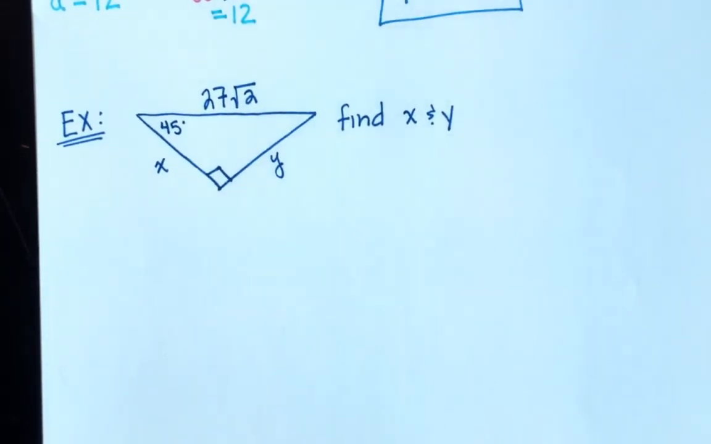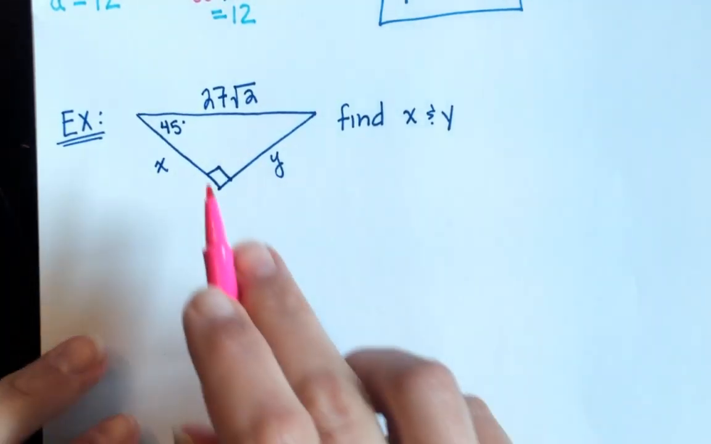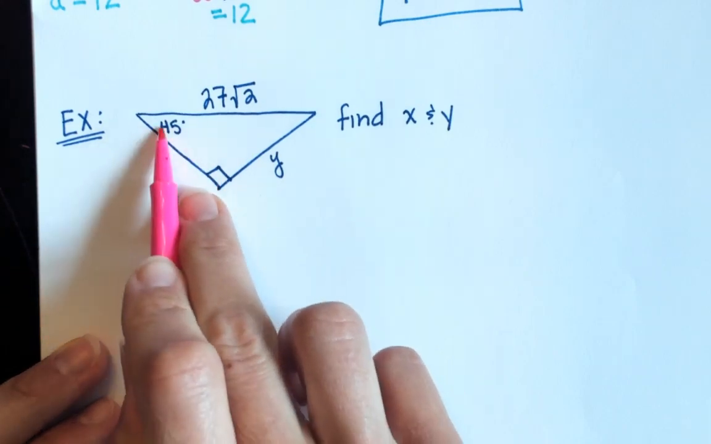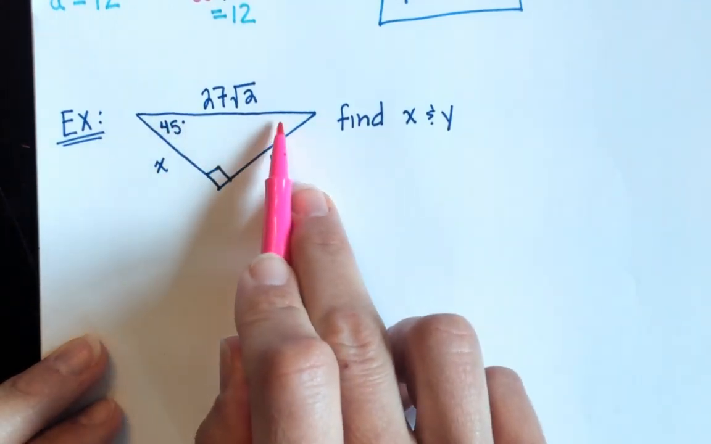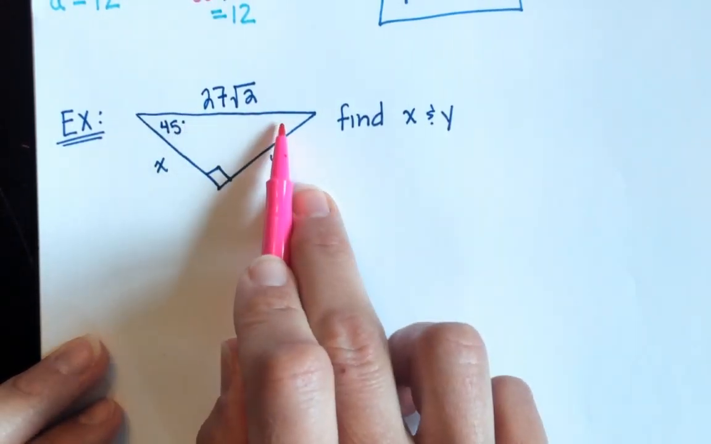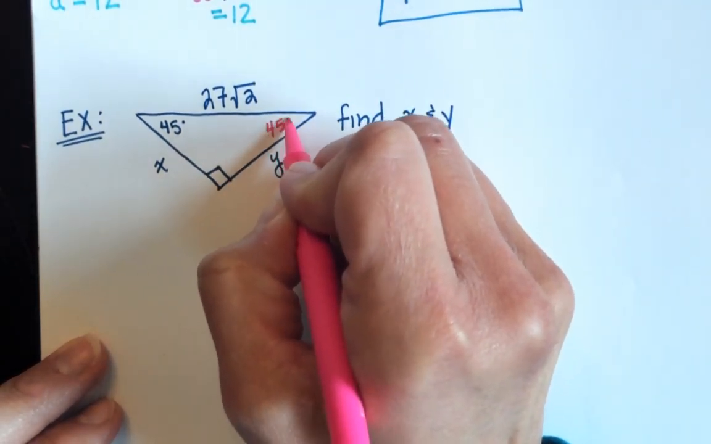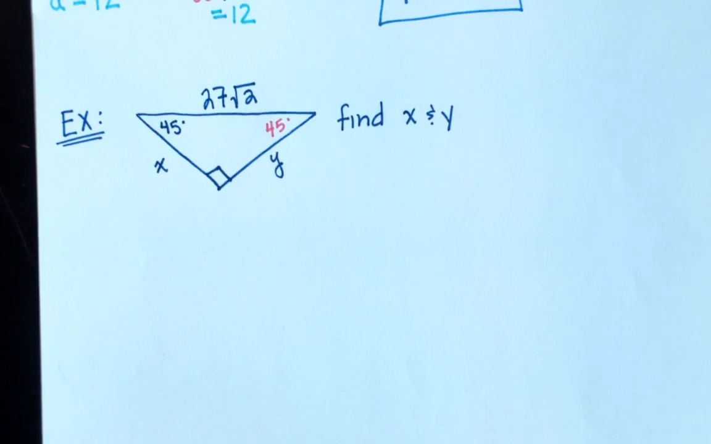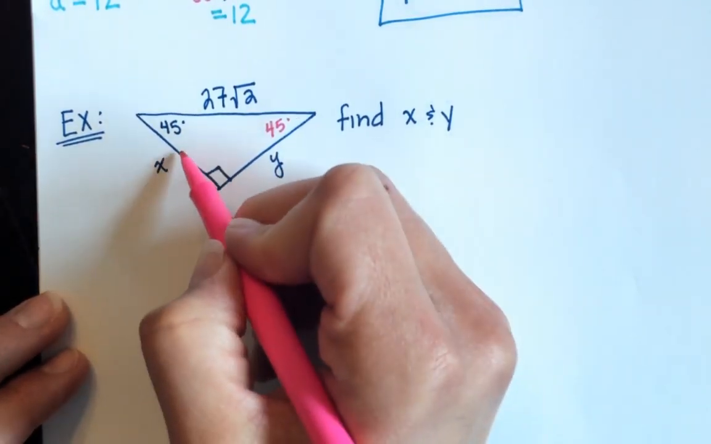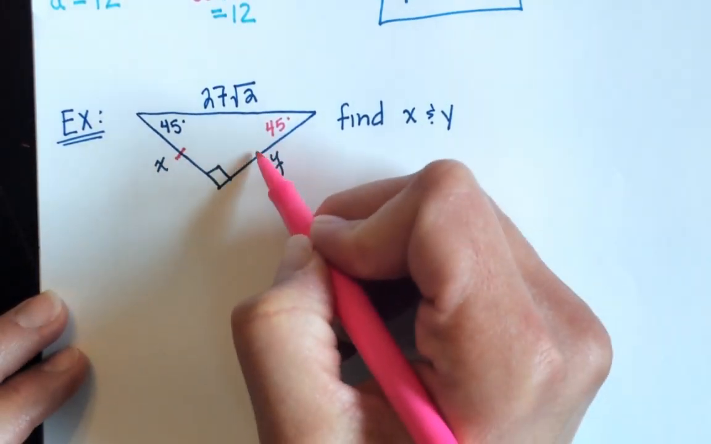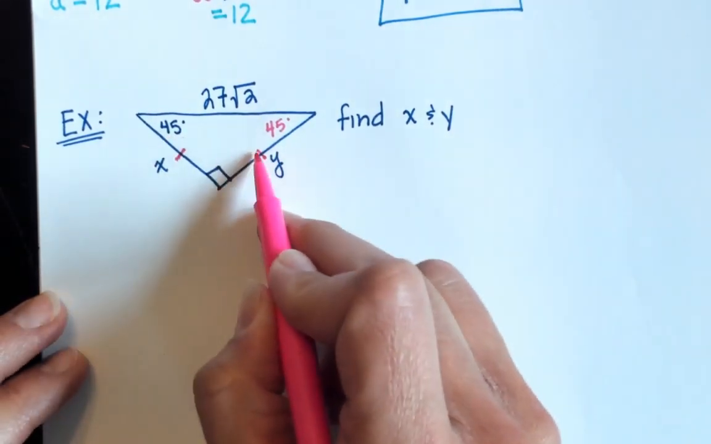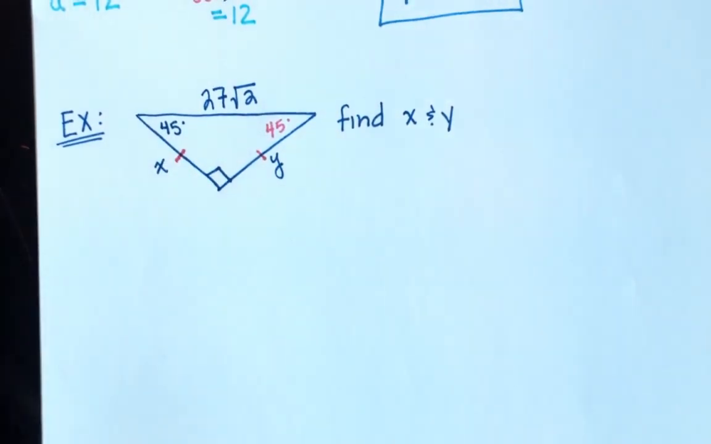Same steps. Going to figure out what kind of triangle this is. Well, this is 90. That means these two have to be complementary, meaning they have to add up to 90 degrees. So if that's 45, the only other number that's going to match is 45, which means they're congruent. So I'm going to put my tick marks opposite them to show that they are also congruent.